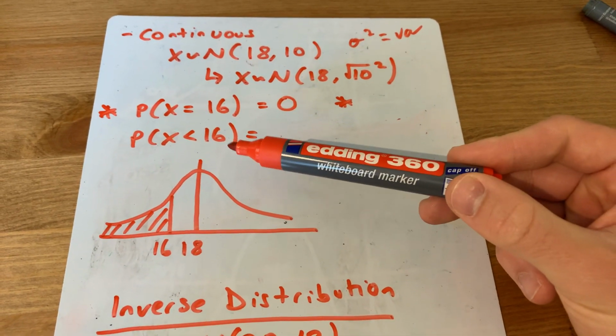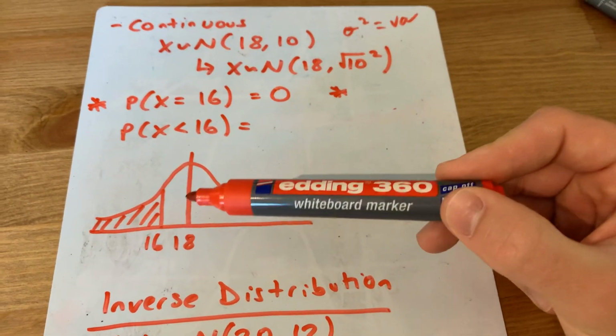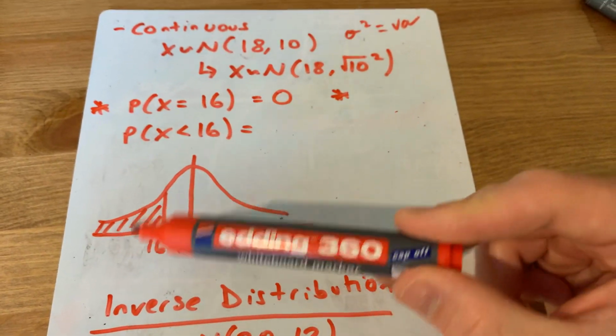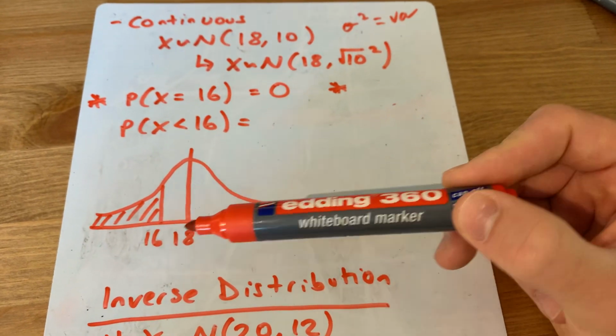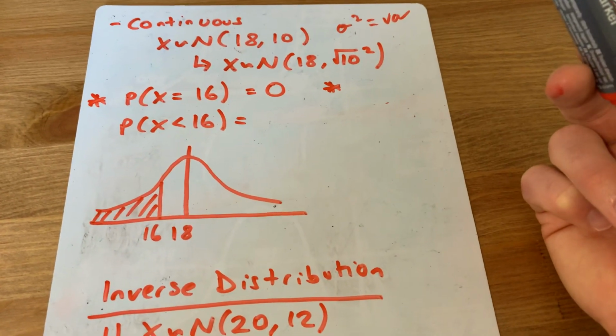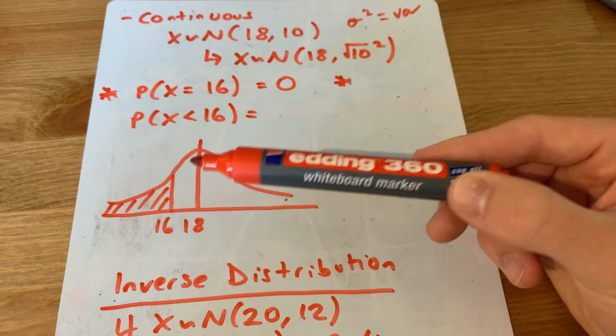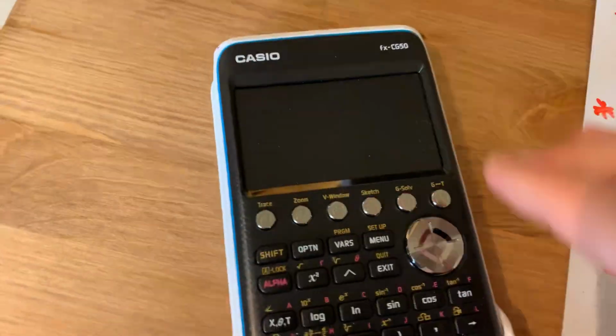If we've got x is less than 16, firstly, we know just numerically 16 is to the left of 18, and so we're looking for this area. Now, we know that the probability under the curve is 100% or 1, so clearly this answer is going to be less than 0.5, because it's less than half our bell curve. But what we're going to do is get our calculator.